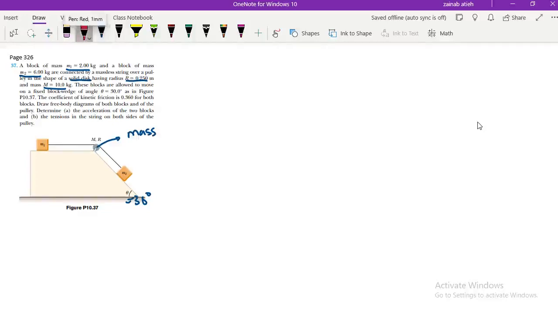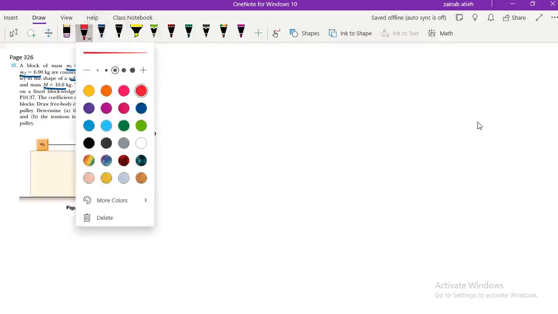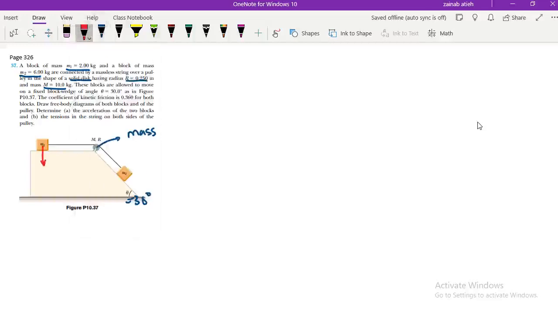Let me start with M1. What are the forces acting on M1? For sure, we have the weight, which is vertically downward, M1g. We have the normal, I will call it N1. We have the tension, I will call it T1. And we have the friction, for sure it will be a kinetic friction. He gave us the coefficient of kinetic friction because it will be in motion. So if it is in motion, he must give me the kinetic friction. So this is the friction, I will call it Fk1, which is the kinetic friction of block M1.